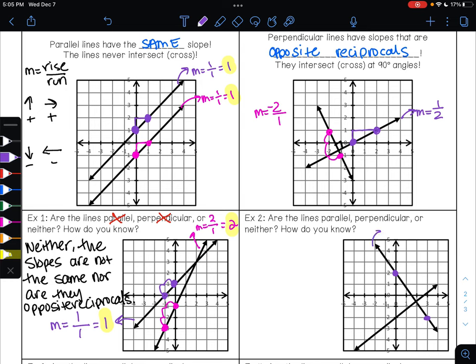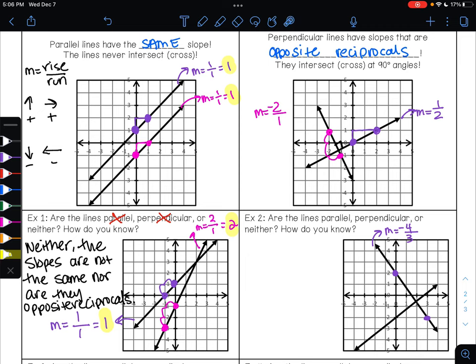So the slope of this line right here, using rise over run, I go down 1, 2, 3, 4. So -4. And I'm going to the right 1, 2, 3. So the slope of this line is -4/3. Now, I'm just going to get rid of this. Make it easier for me.